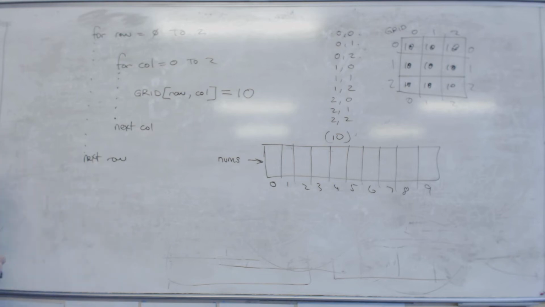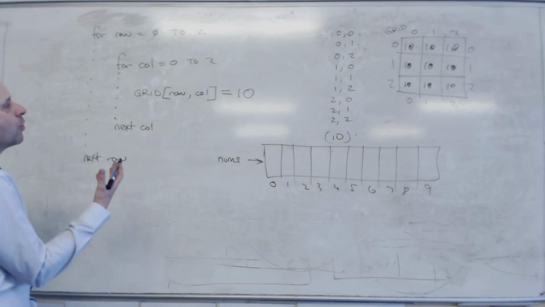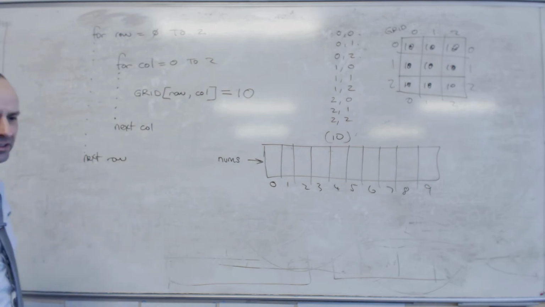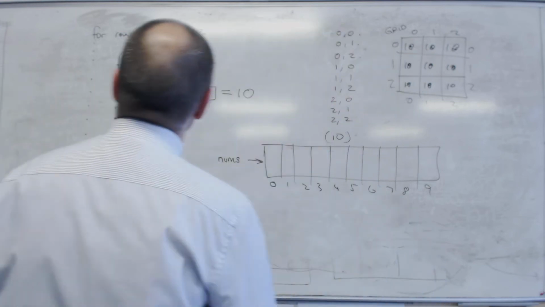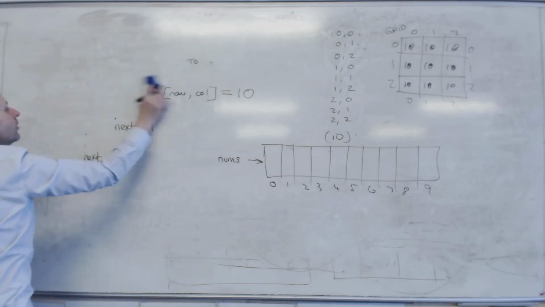So for loops are great for working with arrays because you know how big they are. Right, the other 2 loops, while loops.